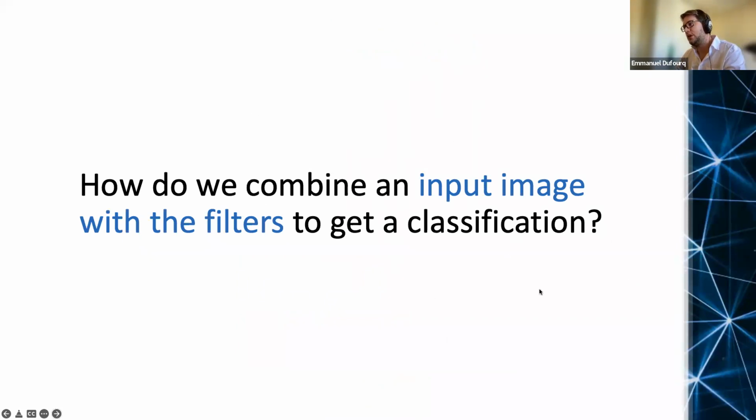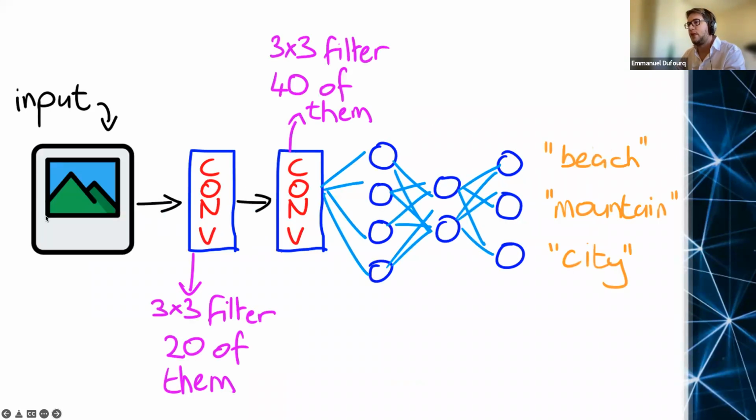So now, how do we combine the input image with the filters that we've been speaking about to produce a classification model? We have our input image, which is the picture of a mountain, and then we have multiple convolution layers. Just like with our feed-forward neural networks, where we were allowed to have multiple layers, with convolutional neural networks we are also allowed to have multiple convolution layers. So let's take our first convolution layer.